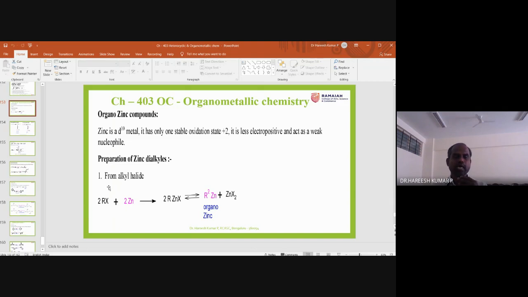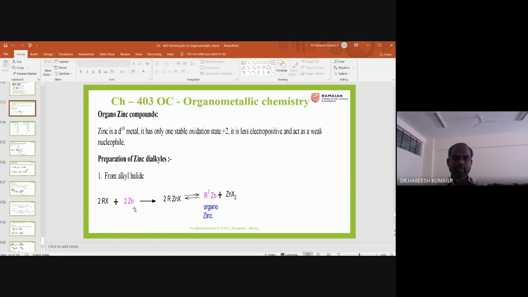So this RX is treated with zinc. Zinc here, Zn, stands for the element. So what is happening here? You know that zinc loses 2 electrons. So when it is losing 2 electrons, then only it becomes Zn2+.